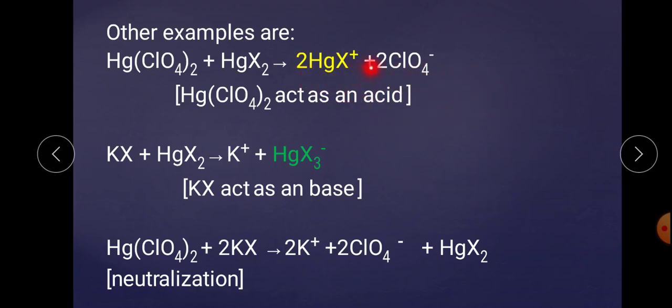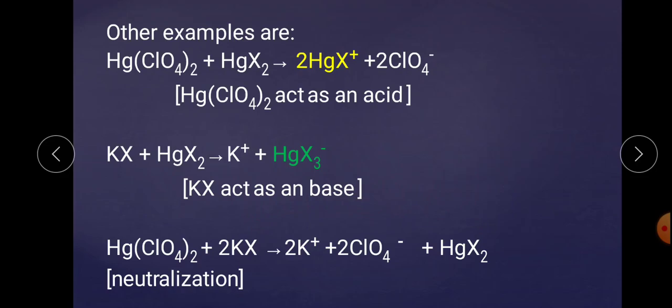Means on the basis of the principle, the species which generates cation acts as an acid and which generates anion acts as a base. Another example is KX. When KX reacts in presence of HgX2, this is the molten salt, this is the melted salt, this acts as a solvent. In presence of this, the KX generates K positive cation and an anion, and formation of anion from the solvent indicates that this compound acts as a base.